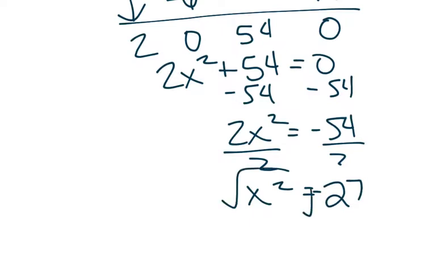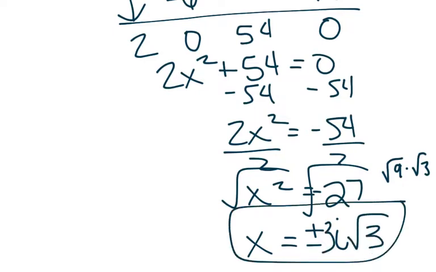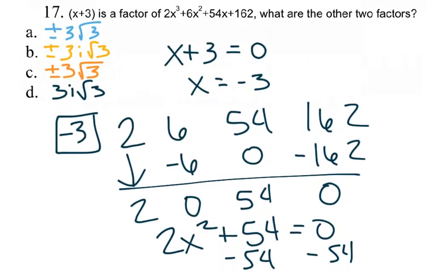I'm going to take the square root of both sides. x equals, I know I have a plus and minus. I know that there's an i because it's a negative. And the biggest perfect square that I could pull out of 27 is 9, and 3. So the square root of 9 is 3, and then I'm left with the square root of 3. So my answer, plus or minus 3i square root of 3, B. It's not D because it doesn't have the plus and minus.